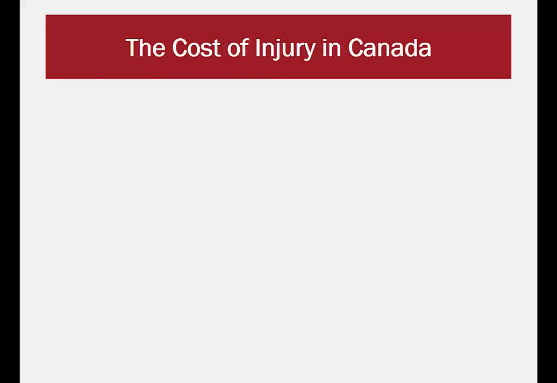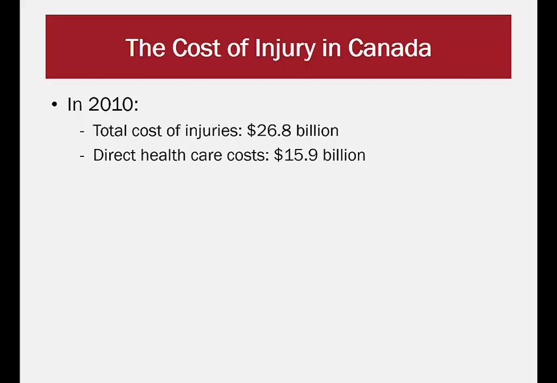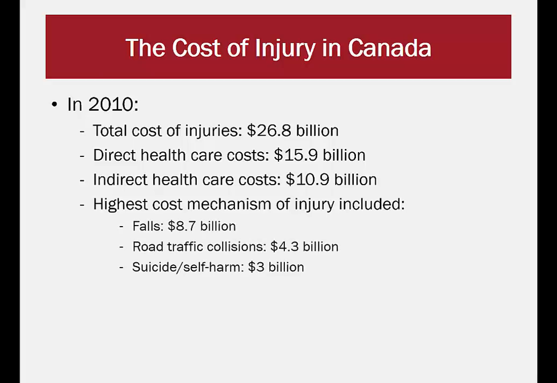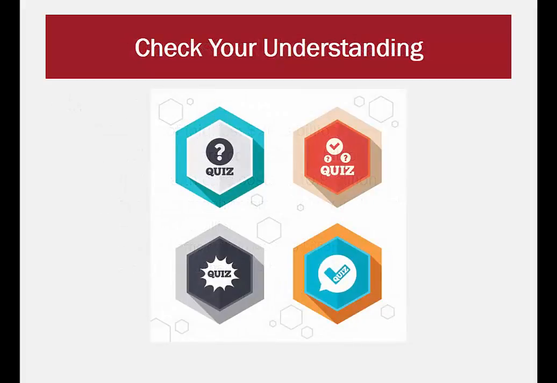This report estimated that in 2010, the total cost of injuries in Canada was $26.8 billion. Of these costs, $15.9 billion were due to direct costs, and $10.9 billion were due to indirect costs. The mechanisms of injury associated with the highest costs were falls, $8.7 billion, transport incidents, $4.3 billion, and suicide and self-harm, $3 billion.